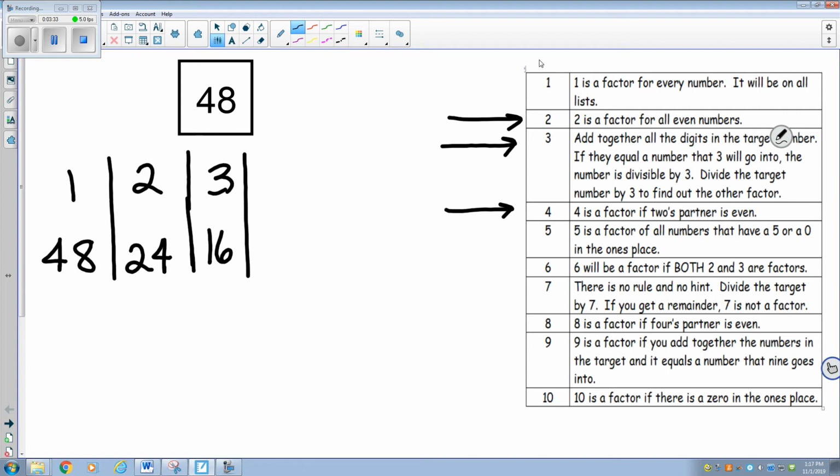Okay, next number is 4. The rule for 4 says that 4 is a factor if 2's partner is even. So take a look at 2's partner right there. 2's partner is 24. That's an even number. That means that 4 is also going to be a factor of 48.